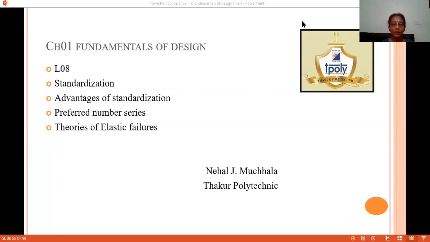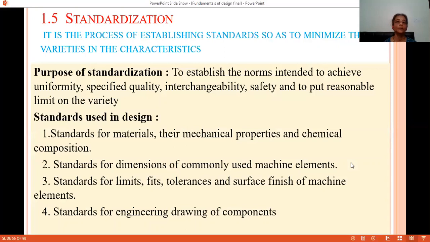In this lecture, today we will discuss standardization, advantages of standardization, preferred number series, and theories of elastic failures in detail. So let us see all the points one by one.